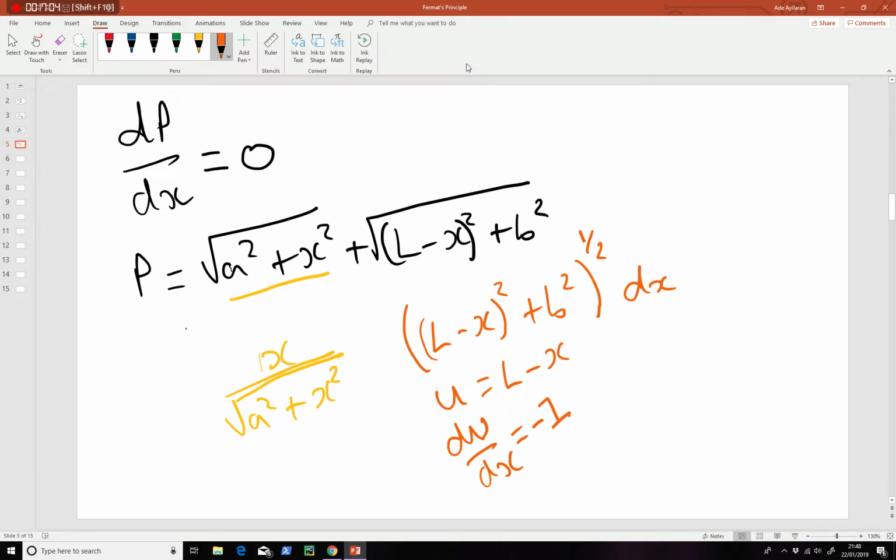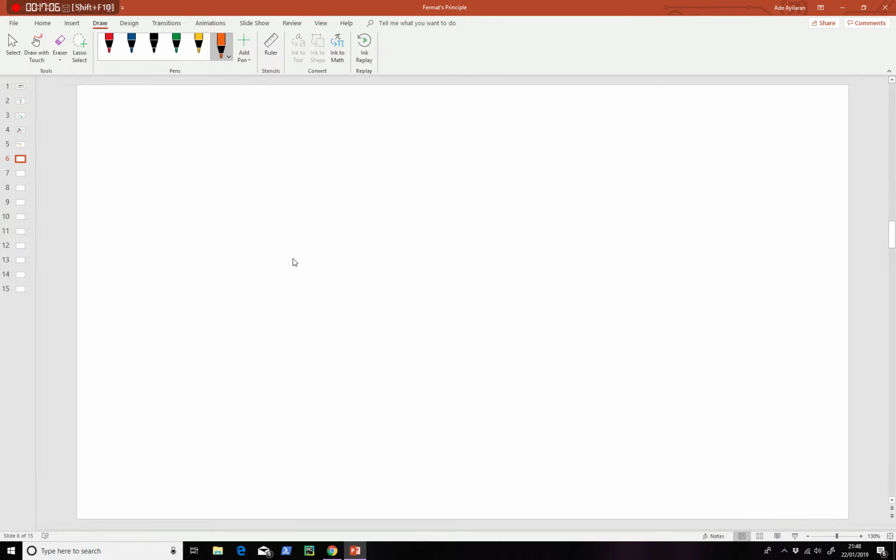Okay, so if we flip to the next page and make our necessary substitutions, we will see that at the end, what we have is u squared plus b squared to the power of a half, negative sign, du, and this is what we are differentiating, and it's a lot easier to do now. So we differentiate what's in the brackets, we bring it outside, we multiply by the power, and we lower the power by 1.